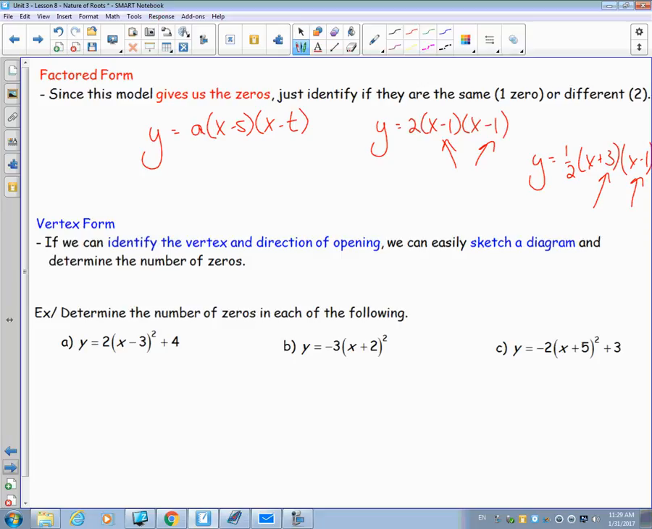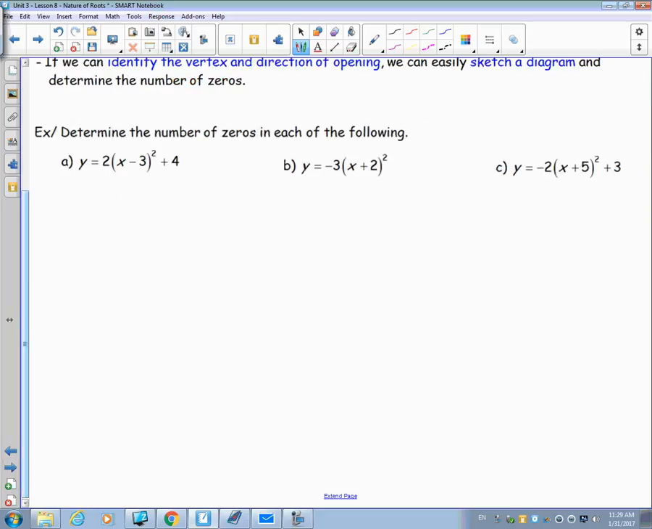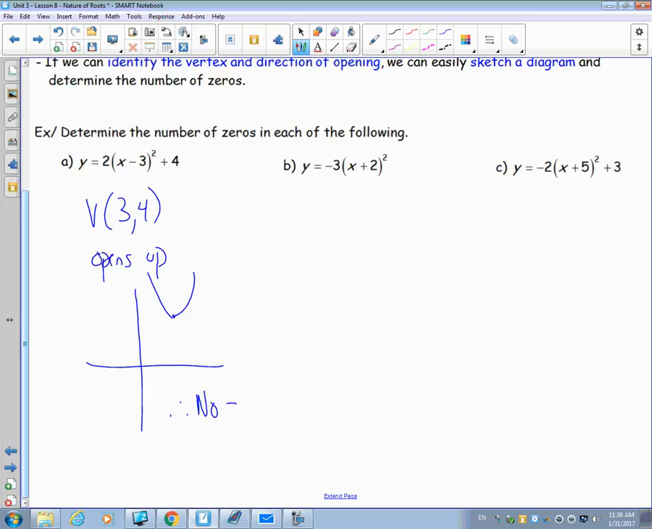The next easiest type is by looking at vertex form. Because in vertex form, we can easily sketch a diagram based on our vertex and our direction of opening. Looking at your picture, you can then tell how many roots you have, how many zeros. So we try the first example here. Our vertex is 3, 4, and it opens up. Well, a real quick sketch of that, 3, 4 opening up, tells me really quickly I never cross the x-axis. I've got no zeros. And I don't need anything fancier than that.